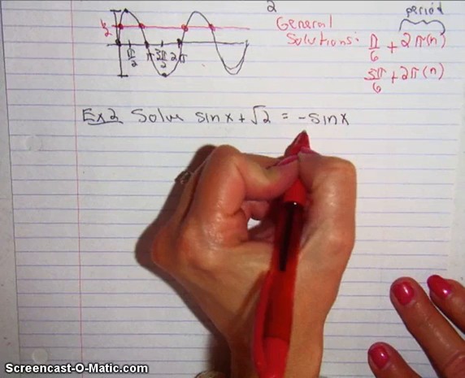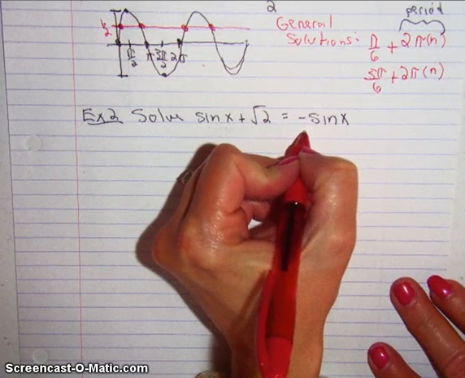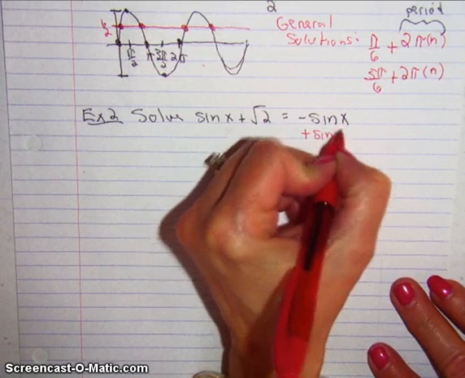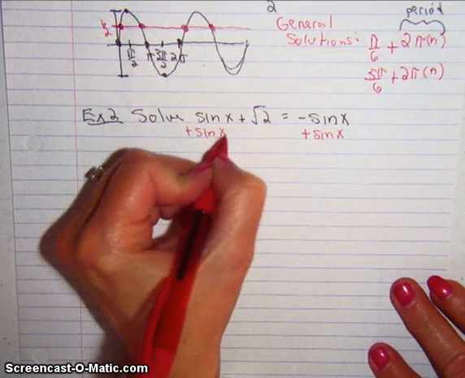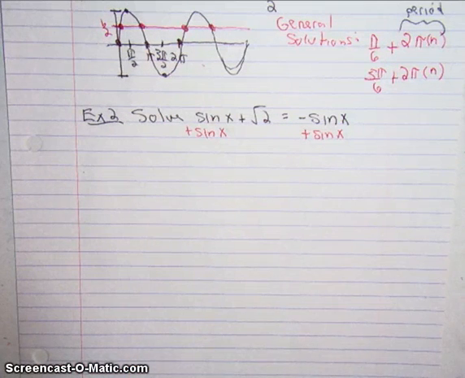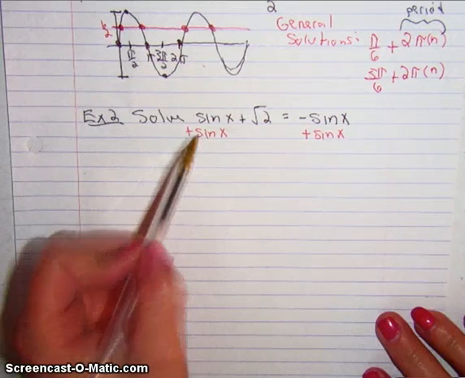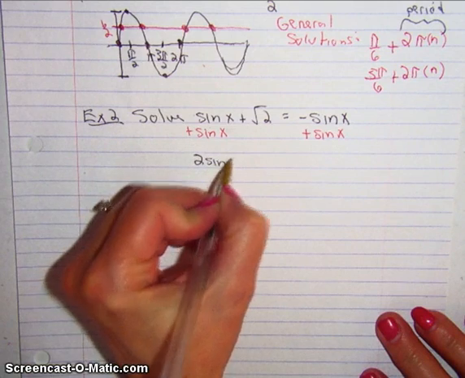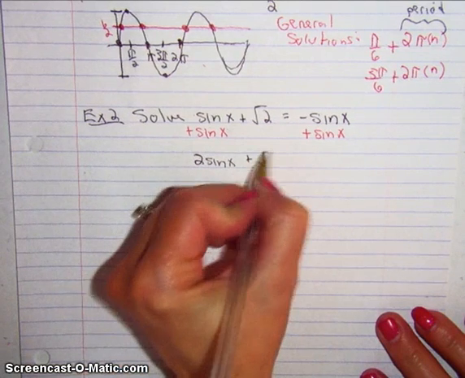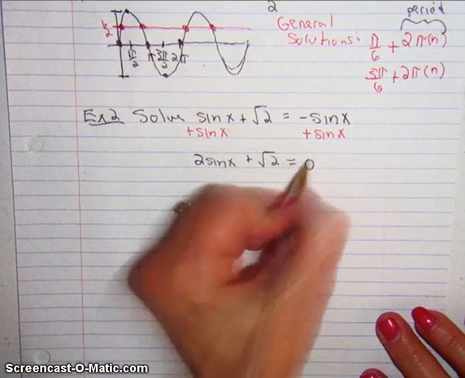So Leah, what are we going to do to get rid of this sine x right here? Add sine x. And what we do on one side, do on the other side. Everybody good? All right, Max, what's 1 sine x plus 1 sine x? 2 sine x plus root 2 equals 0.